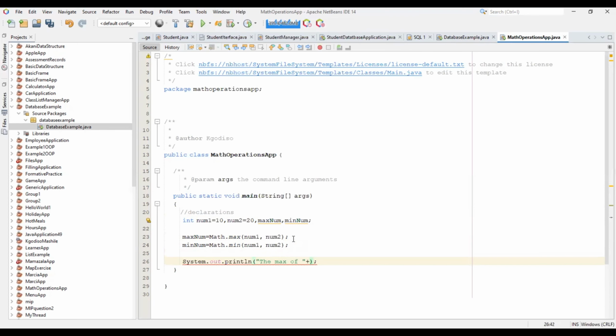Then let's system out, say the max of num one, have it here, and num two, have it here, is, and we can have it as max num. The min of num one and num two is min num.